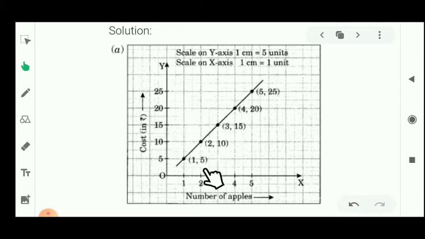Then 2 and 10 is given according to the question. So, we will make here point 2, 10, then 3 and 15, similarly 4 and 20 and similarly 5 and 25. After making each and every point, student, you have to join with a straight line, and when we find the straight line, that means this is a linear graph. So, students, this is the solution of A part.